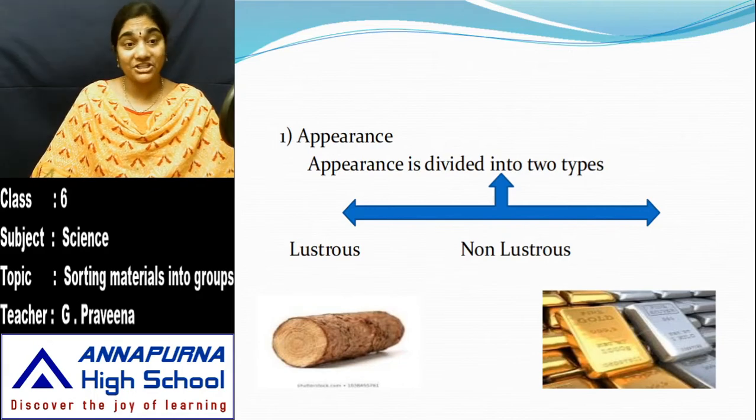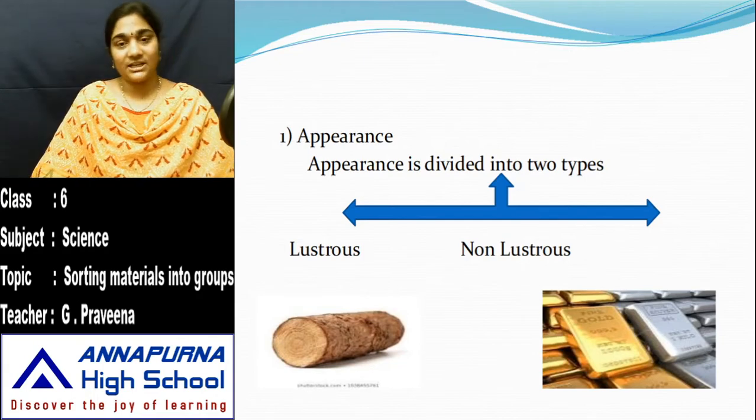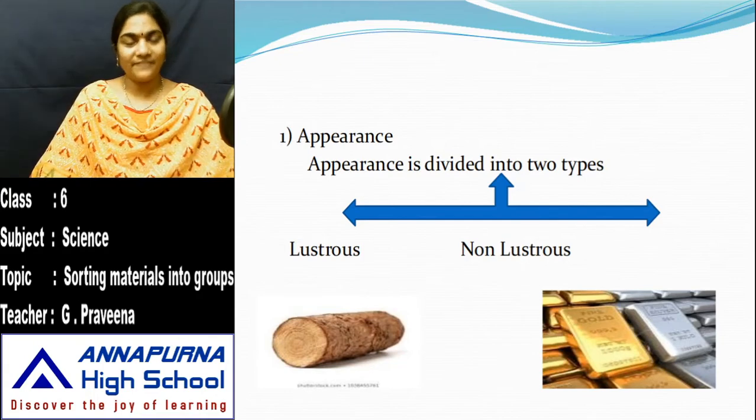So what do you mean by lustrous? Those materials or objects which have a shining property are called lustrous, and those which do not have that shining property are non-lustrous. For example, objects such as gold or silver, or different kinds of metal, have a shining property. They are lustrous in nature.